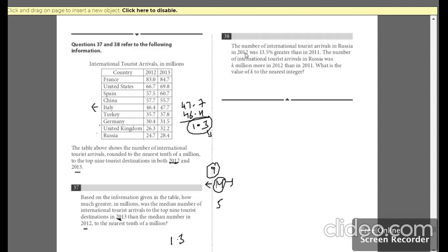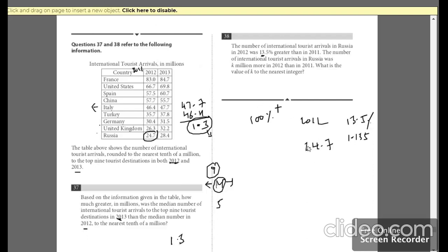Final question: the number of international tourist arrivals in Russia in 2012 was 13.5% greater than in 2011. We don't have 2011 data, but it was 13.5% greater in 2012. So Russia in 2012 is 24.7, and it is 13.5% greater. Percentage is out of 100, and since it said increased, just add it up, you will get 1.135 for 13.5%. So you just have to divide to get the final answer.